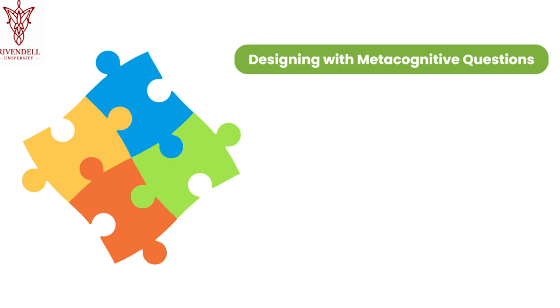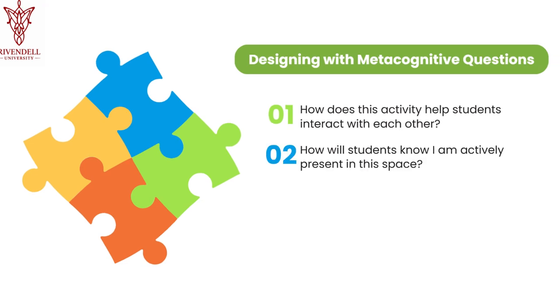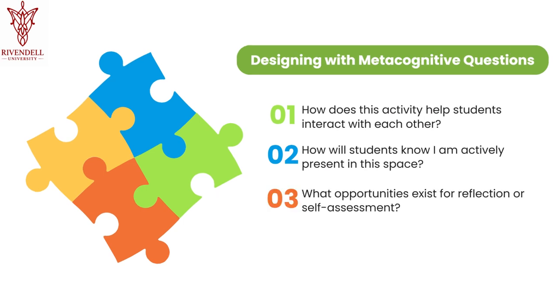A simple way to make any tool more engaging is to design with metacognitive questions. For example, how does this activity help students interact with each other? How will students know I'm actively present in this space? What opportunities exist for reflection or self-assessment? And the backup plan question: if this tool fails, how else could I create connection? In short, metacognitive questions help us move from simply using tools to intentionally designing connection.